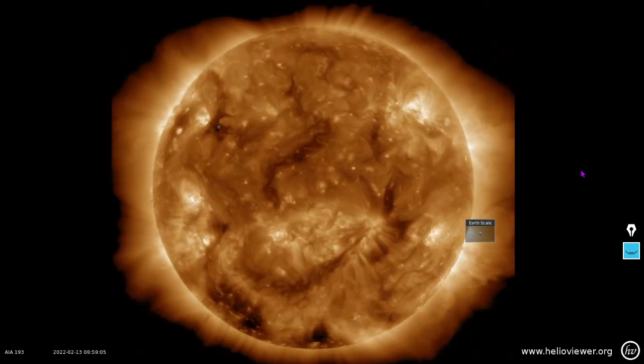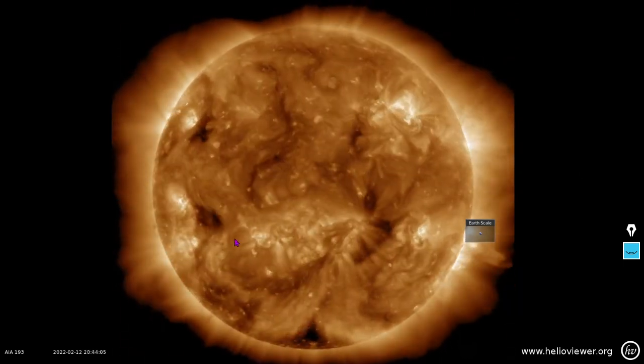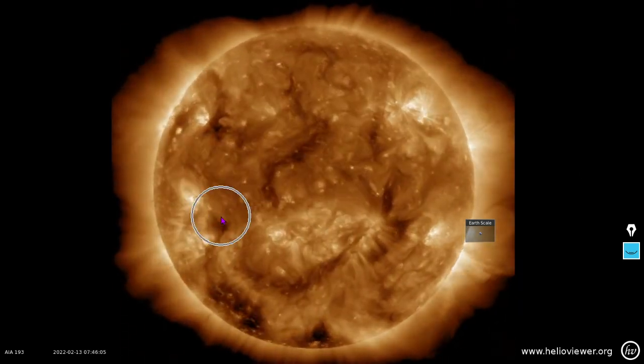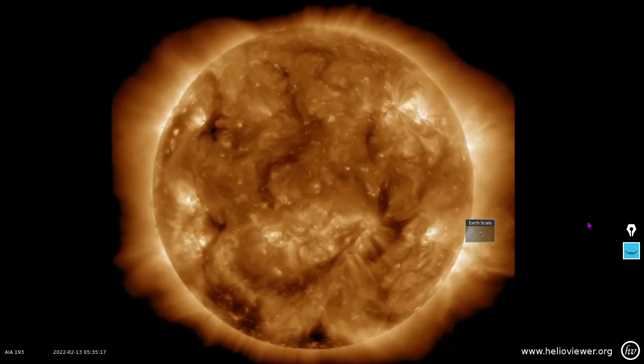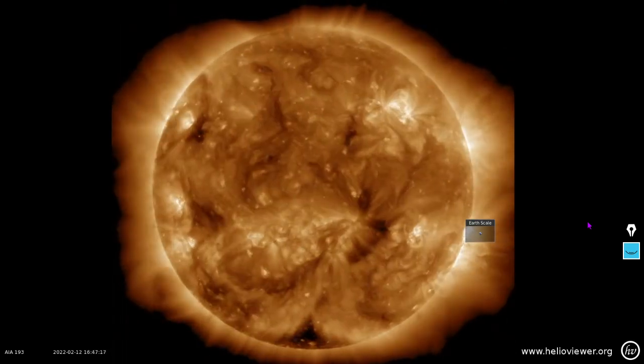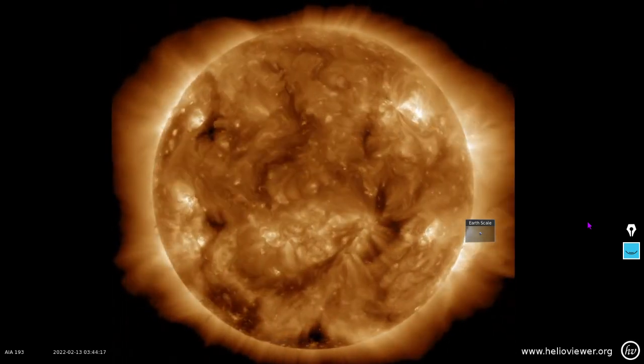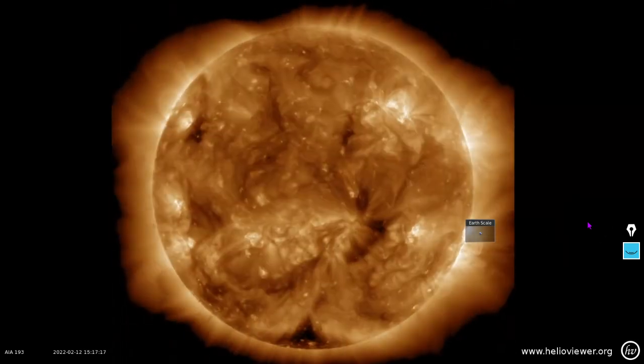So here's a great view in 193 angstroms. You can see a bunch of plasma kind of reorganizing itself here, covering up a coronal hole. There were also some significant solar flares. We'll cover that in a moment. First, sunspots. So there's a great view of some coronal holes for you in 193 angstroms from the SDO.